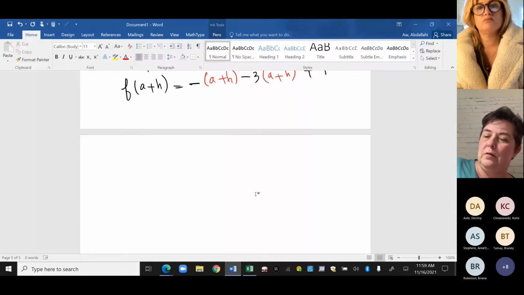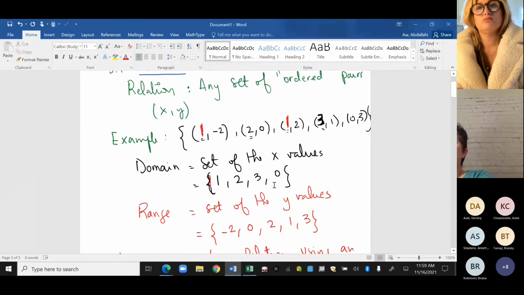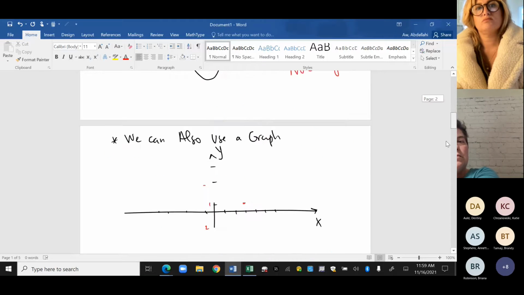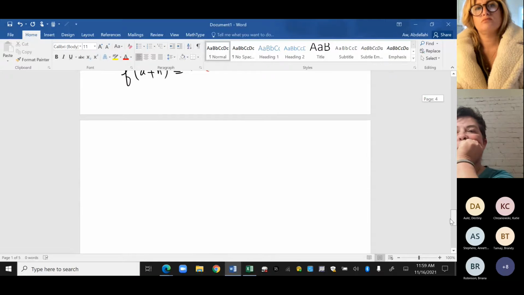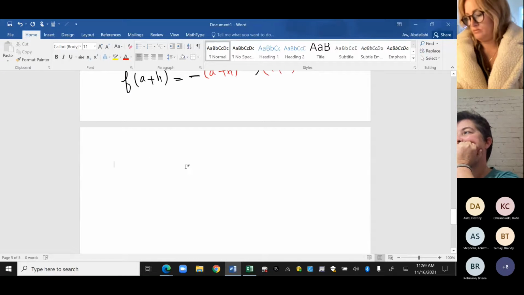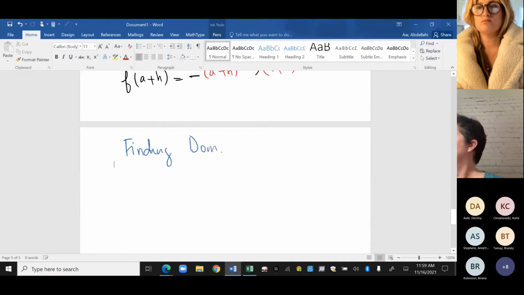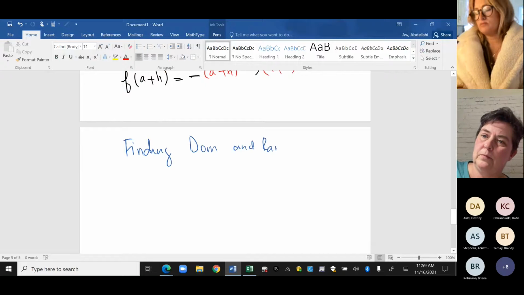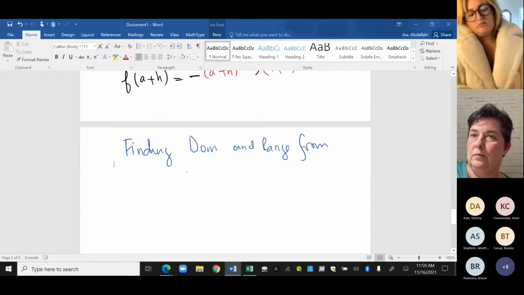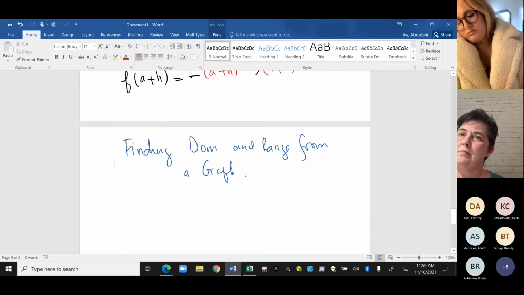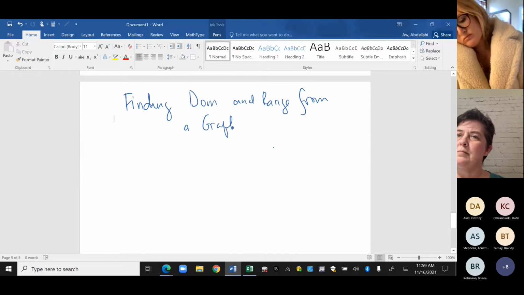Okay, if you have the function given like this, the domain is very easy to tell, right? And the range is very easy to tell. But that will not be the case. My function will be given very likely as an expression or maybe as a graph. So we're going to see how to identify the domain and the range from the graph. Finding domain and range from a graph.